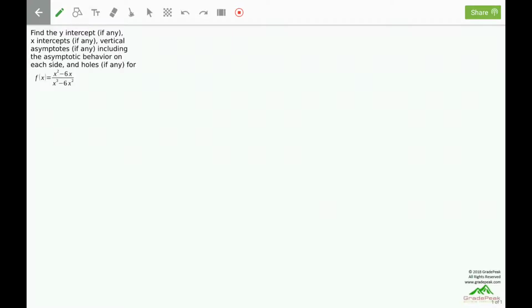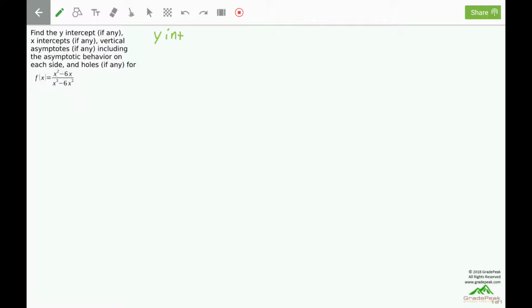Find the y-intercept, if any, x-intercepts, if any, vertical asymptotes, if any, including the asymptotic behavior on each side, and holes, if any, for f of x equals x squared minus 6x divided by x cubed minus 6x squared. The first thing to find is the y-intercept.